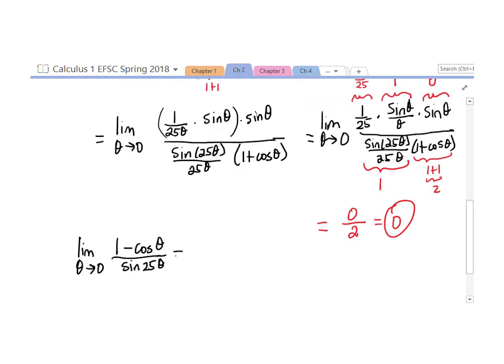We just found that the limit as theta goes to 0 of 1 minus cosine theta over sine 25 theta is equal to 0.